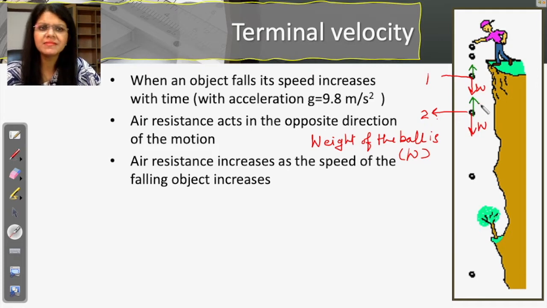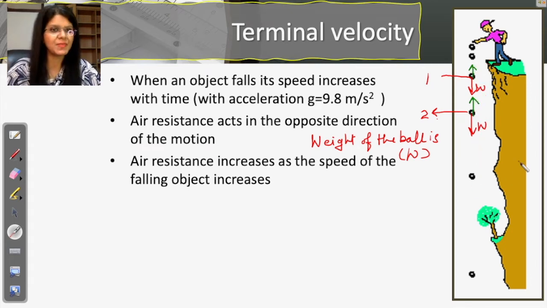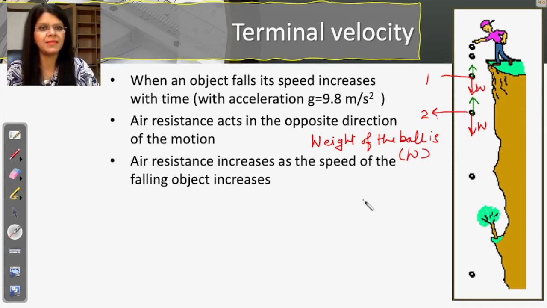How about the weight? Is the weight increasing as you're falling down? Is the weight decreasing as you're falling down? No, your weight will not change, right? The weight of the ball will stay the same because the ball is closer to the earth. You're not so far away in the space that the weight will change. Weight of the ball is same. The weight arrow is the same length here and here.